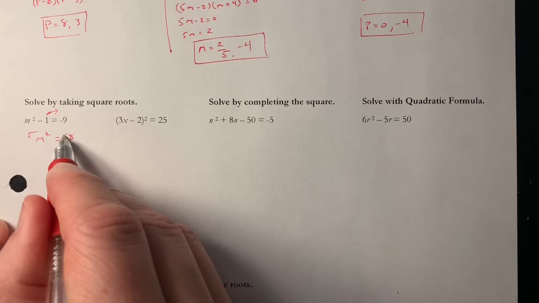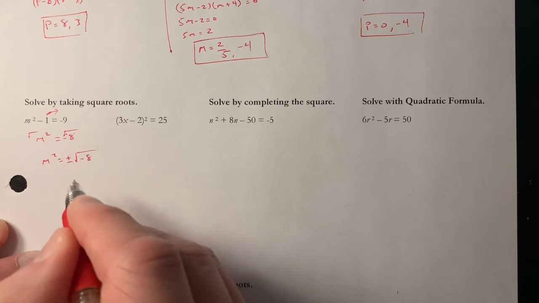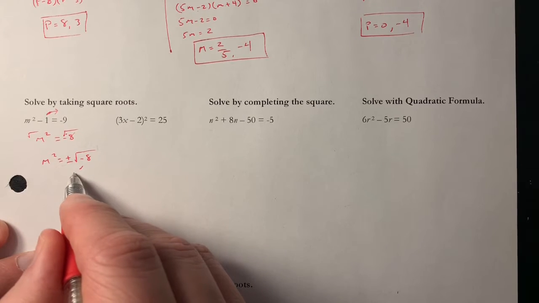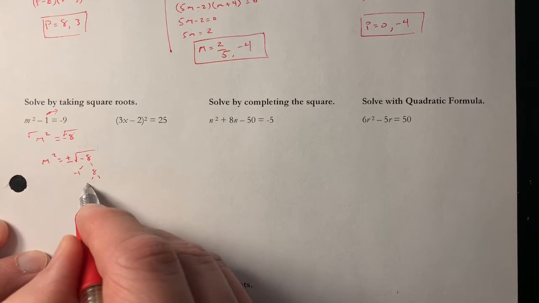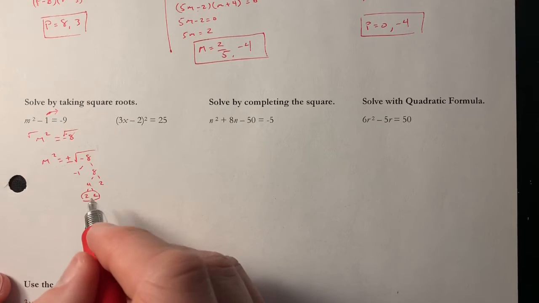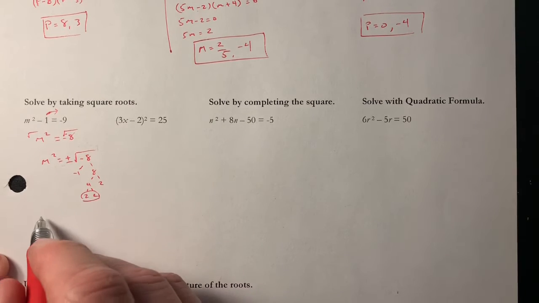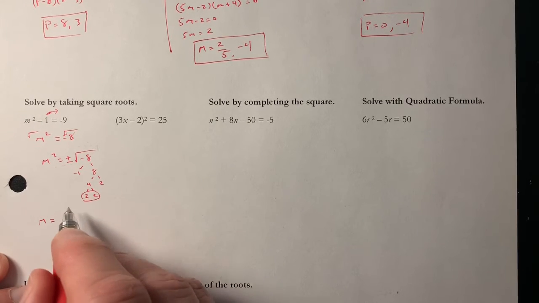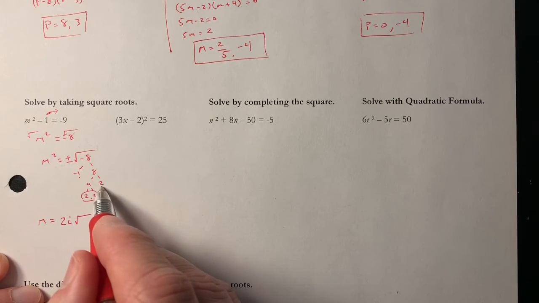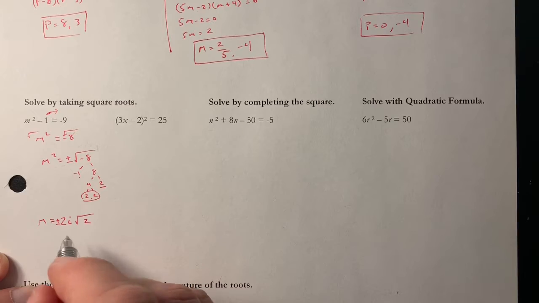Then I can take a square root. So m is plus or minus the square root of negative 8. I'm going to do a factor tree on that negative 8. First, I'm going to start with negative 1 times 8. 8 is 4 times 2. 4 is 2 times 2. So I've got a 2 that's going to come out. I've also got a negative 1 that's going to give me an i. So my answer is m equals 2i times the square root of the leftovers, which is just 2. And that should be plus or minus 2i root 2.